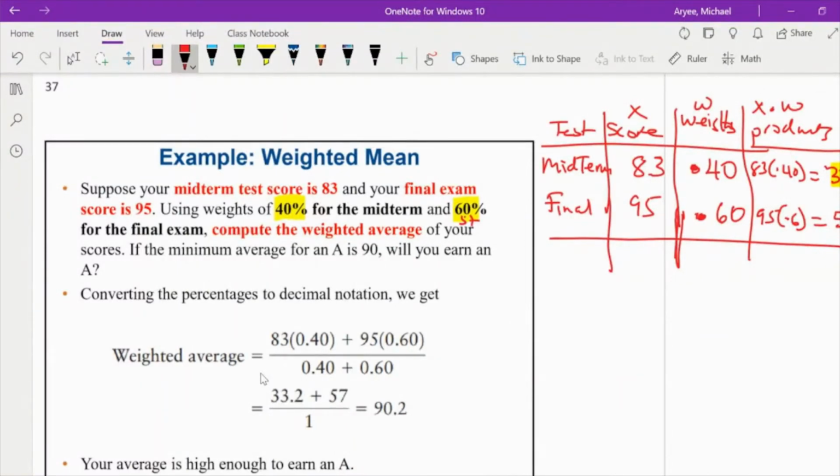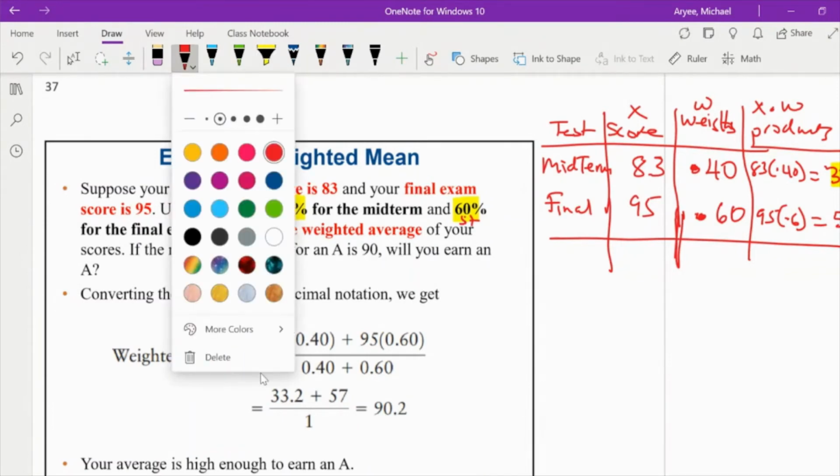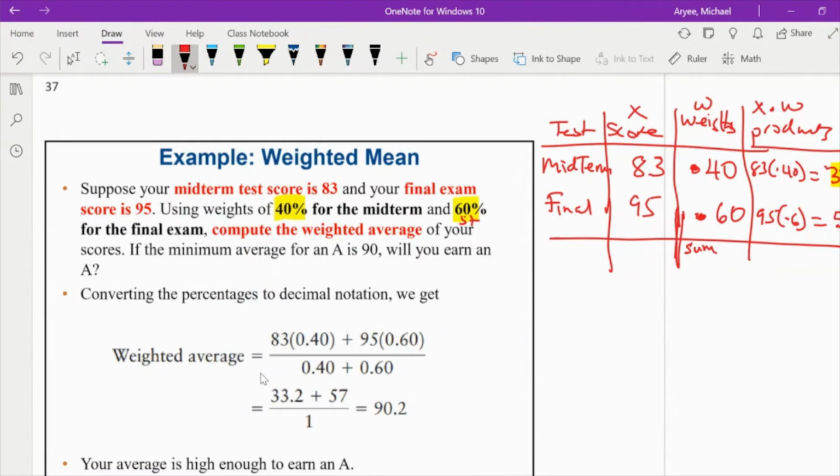Okay, well, the weighted mean says we need to find the sum. We need the sum of the weights. We also need the sum of the products. All right. So the sum of the products first will give us 90.2. The sum of the weights will give us 1.